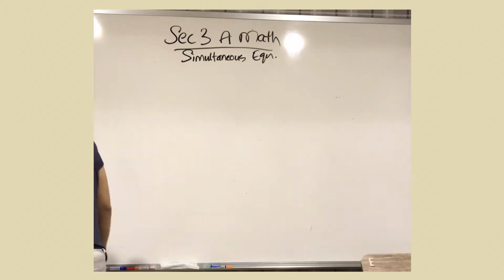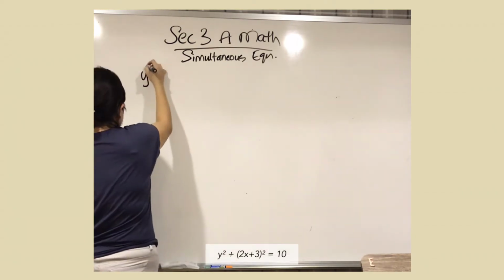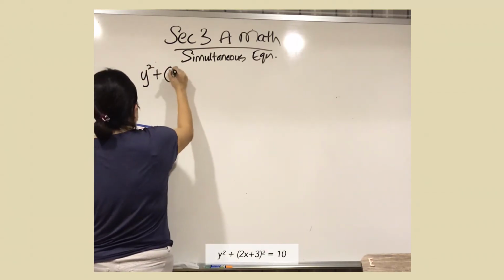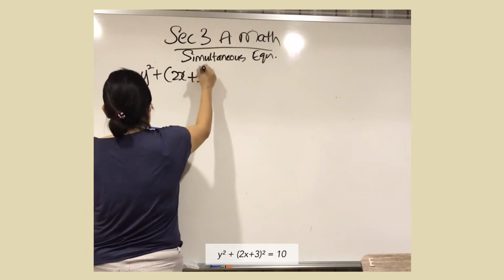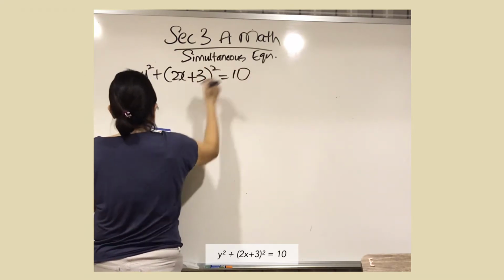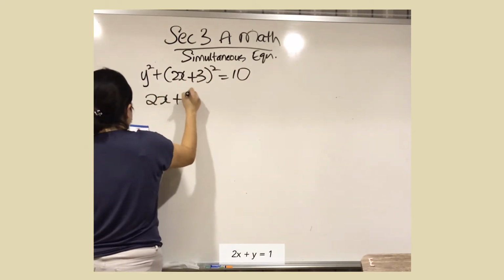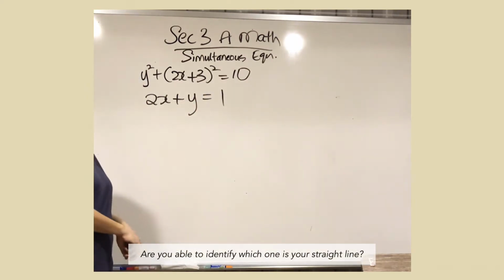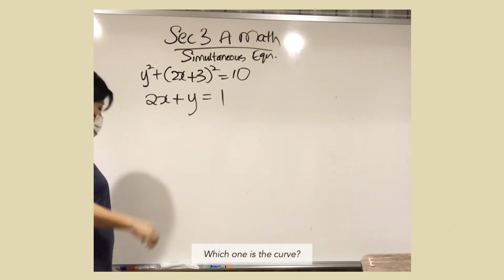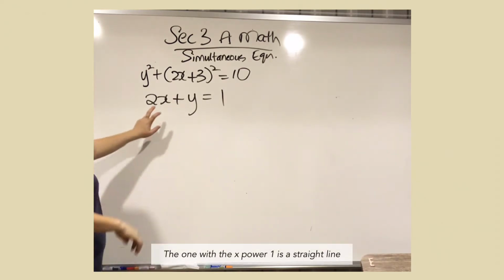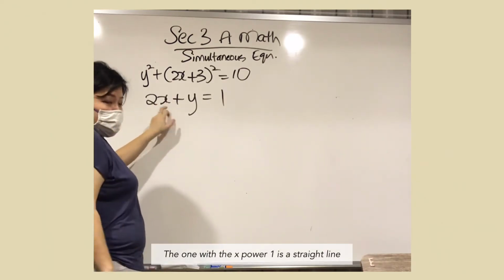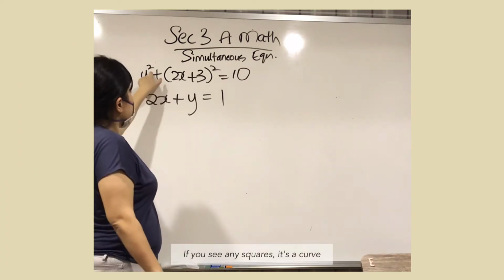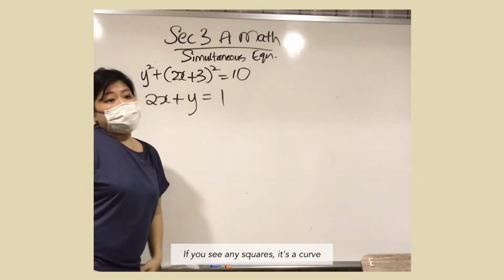Okay, what to replace. First question in your paper: y squared plus (2x plus 3) squared equals 10, and 2x plus y equals 1. Are you able to identify which one is your straight line? Which one is the curve? The one with x to the power 1 is a straight line. You see any square? It's a curve.